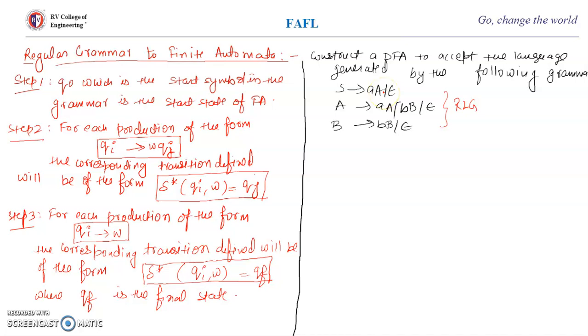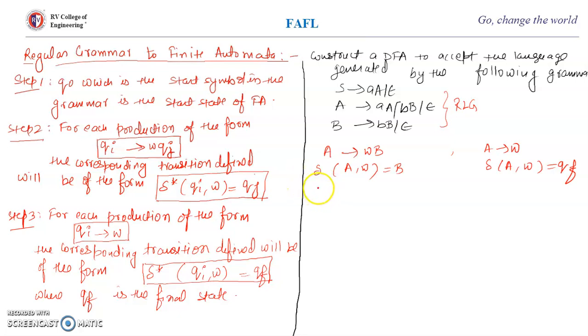Now the grammar is given either in this form, A to wB, or in this form, if it is a right linear grammar. When we have a production in this form, we have to introduce this transition function, and when the production is in this form, we have to introduce this transition function. Now one by one, for each production, we will see what the transition will be.